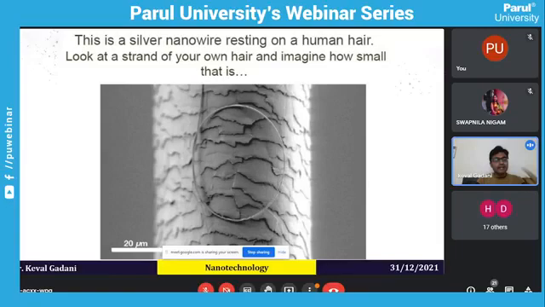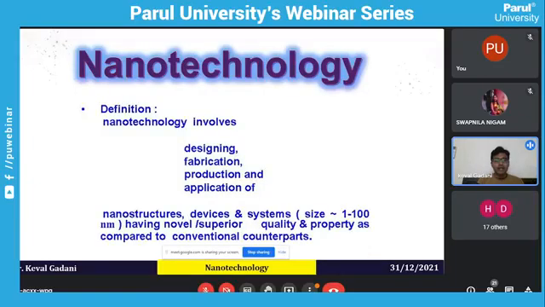So now this is the definition of nanotechnology. Nanotechnology involves the designing, fabrication, production, and application of nanostructures, devices and systems, with a size in the order of 1 to 100 nanometers. We all know this, because on this platform there are a few MSc students and research scholars, and a few students from outside, from a science background, and most of them know about nanotechnology and can define it. The range is 1 to 100 nanometers.